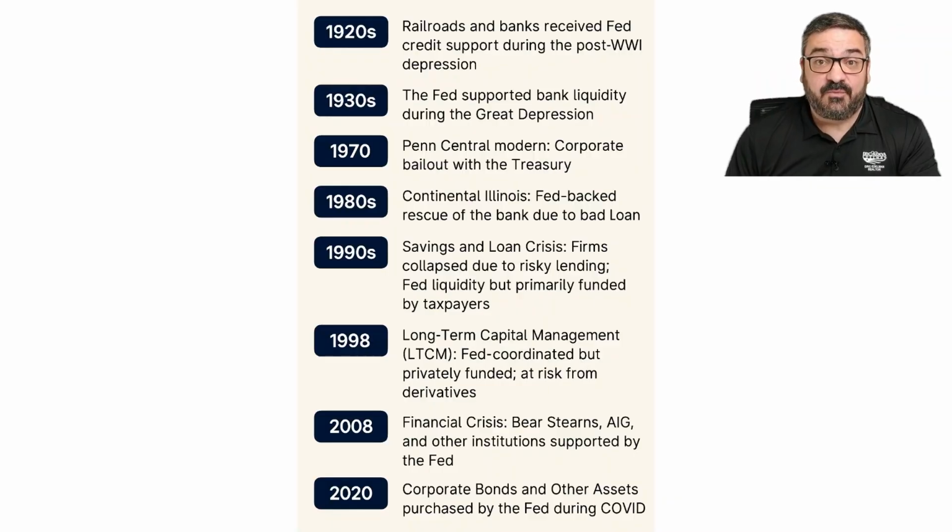So let's talk for a minute about some of the things the Fed has done throughout history to help stabilize the economy, to stave off the types of panics that were occurring from our early history into the early 1900s. Looking at what the Fed has done historically, they bailed out some railroads in the 1920s. They did some support of bank liquidity in the 1930s. Fast forward to the 1970s, bailing out another railroad, although that was more of a Treasury bailout apparently.